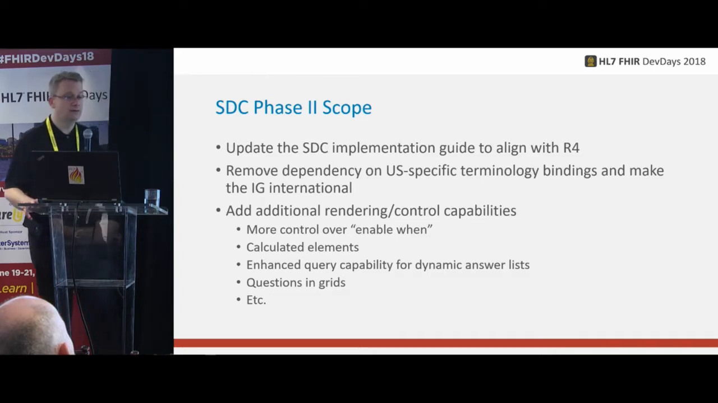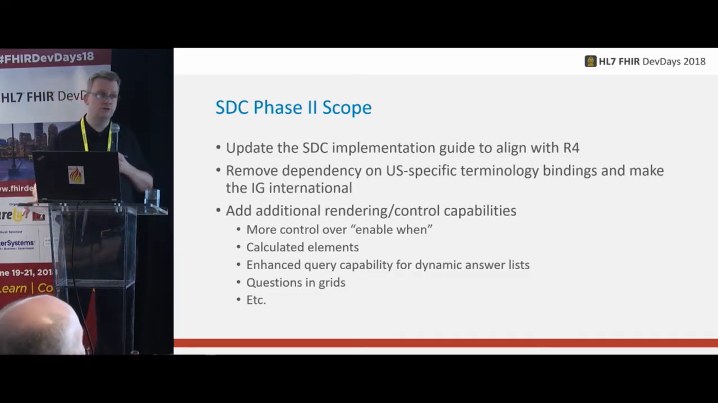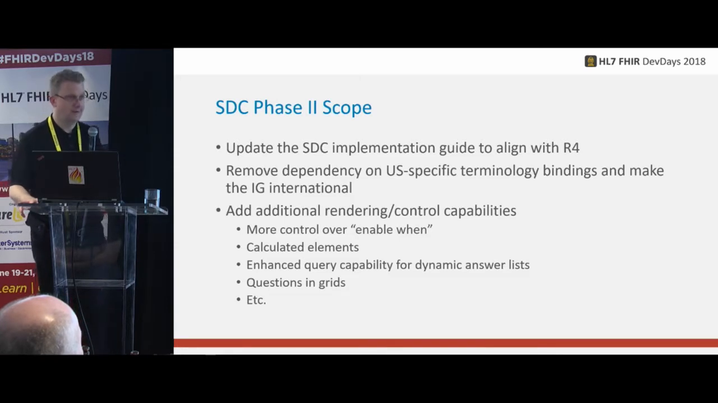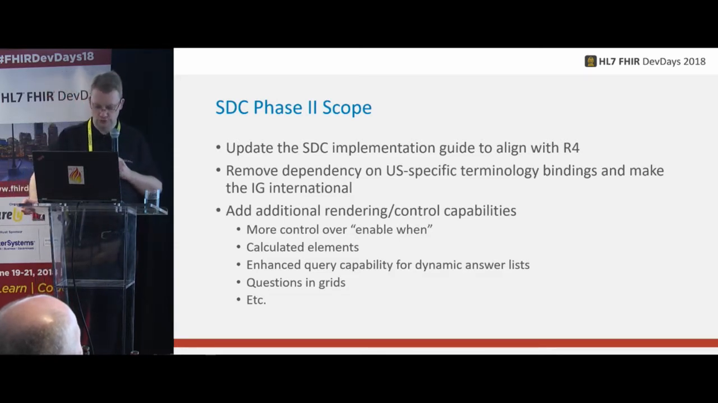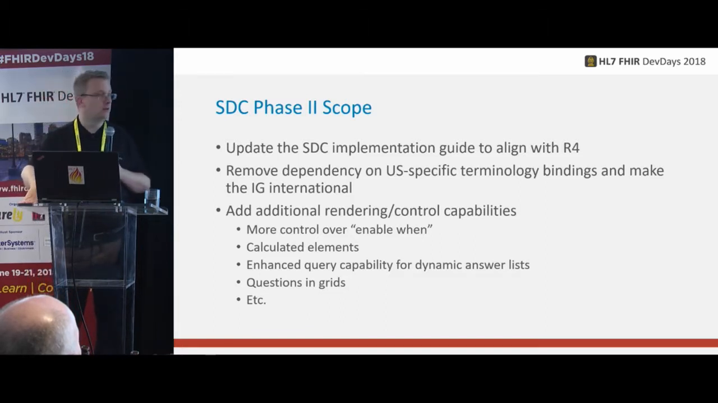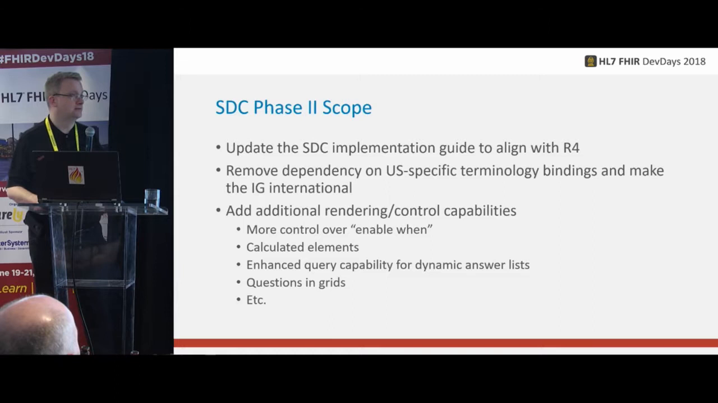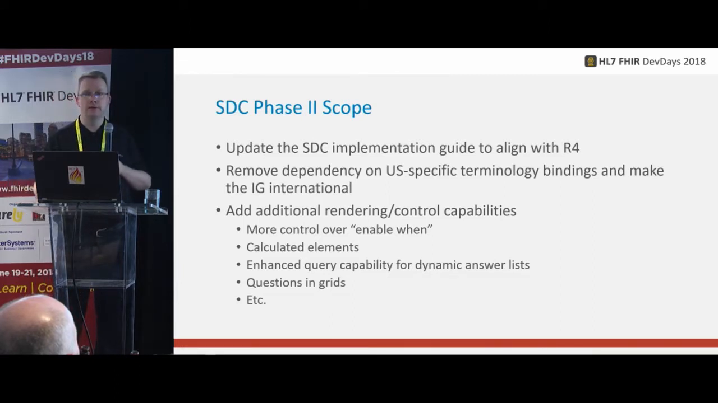First part of the scope is updating SDC to align with R4, because questionnaire has changed a reasonable amount, value set has changed a reasonable amount, and we want implementers who are moving towards newer versions of FHIR to still be able to have guidance around how do you do SDC type things with questionnaire. Second is we decided we're not going to have this as a US specific implementation guide any longer. There wasn't a real reason to do that.